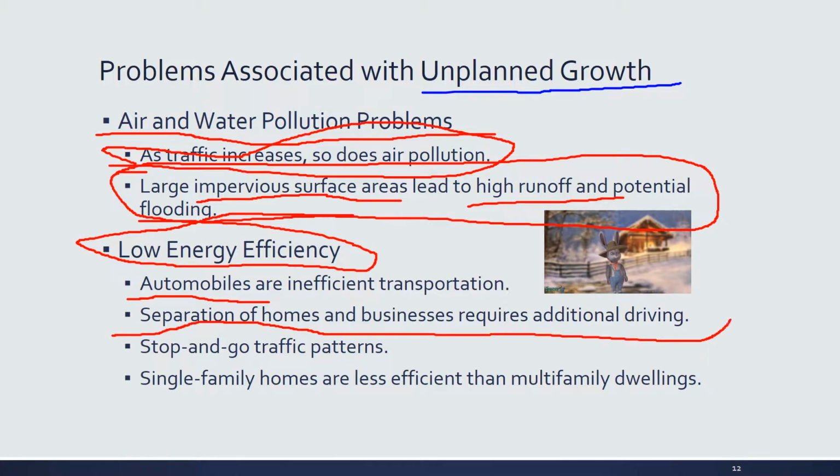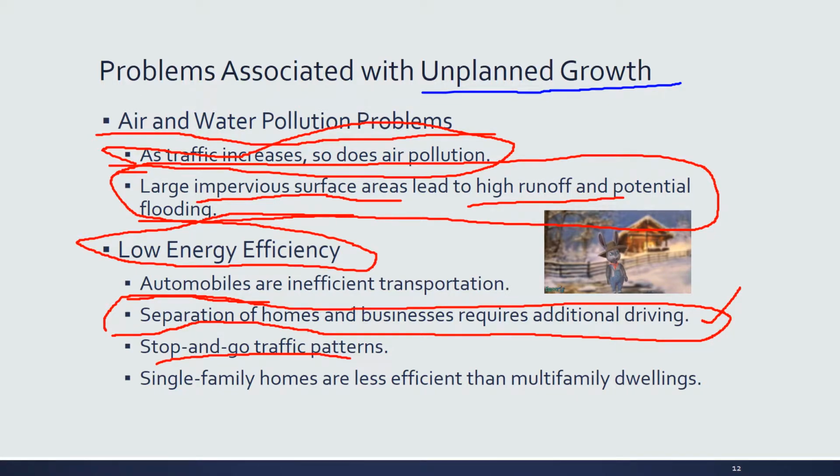Suburbs, separation of homes and businesses requires additional driving. You look at areas like the Rice area, Heights. They try to keep jobs near the people. And this reduces a lot of the driving too, and it reduces a lot of inefficiencies, okay, in transportation and, again, how we just plan cities.